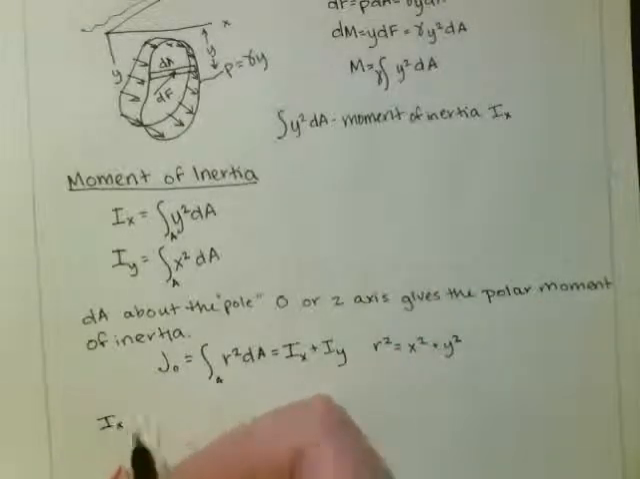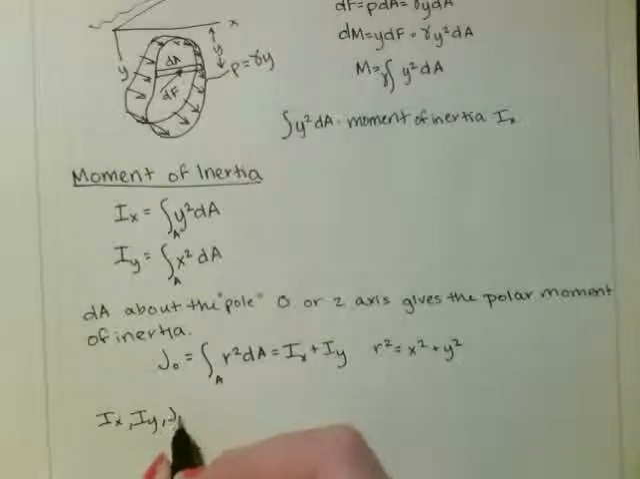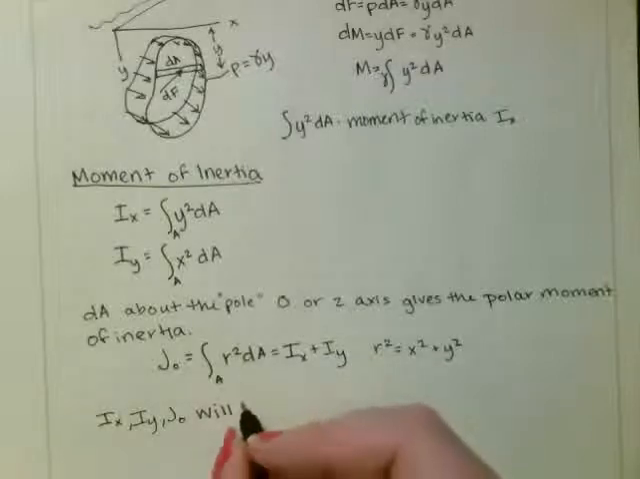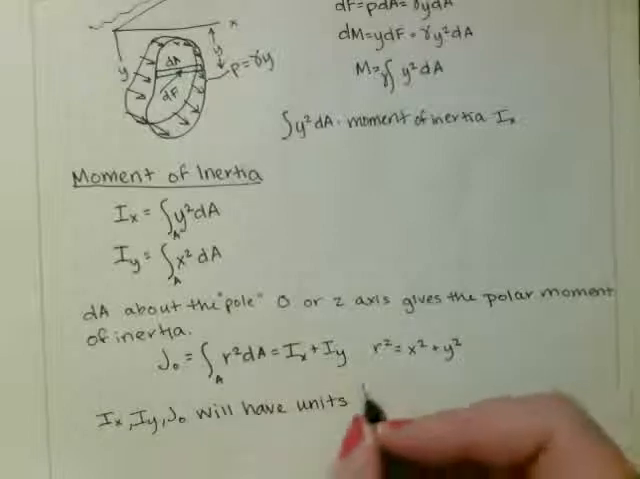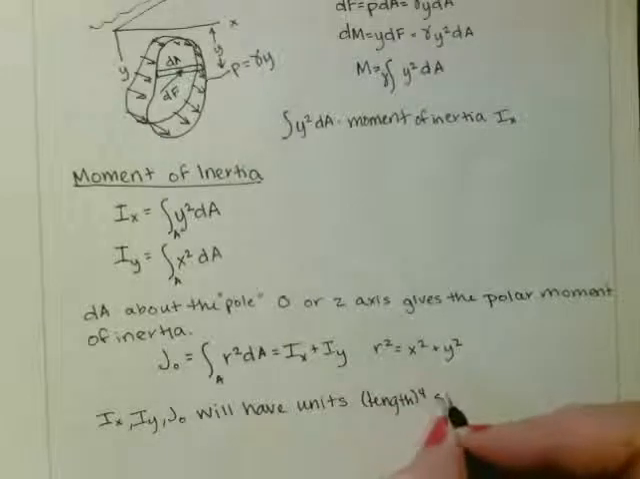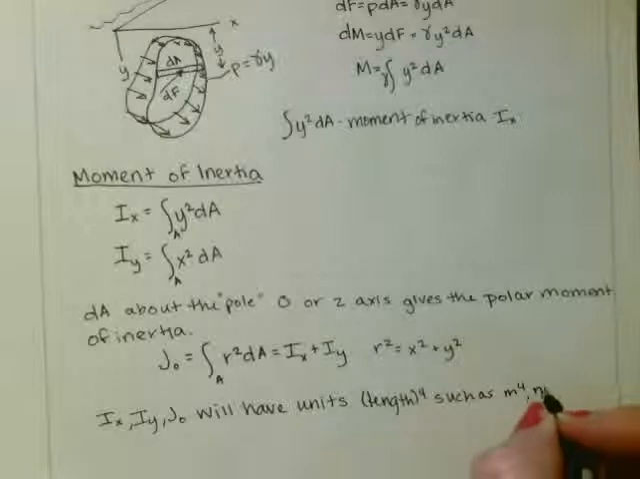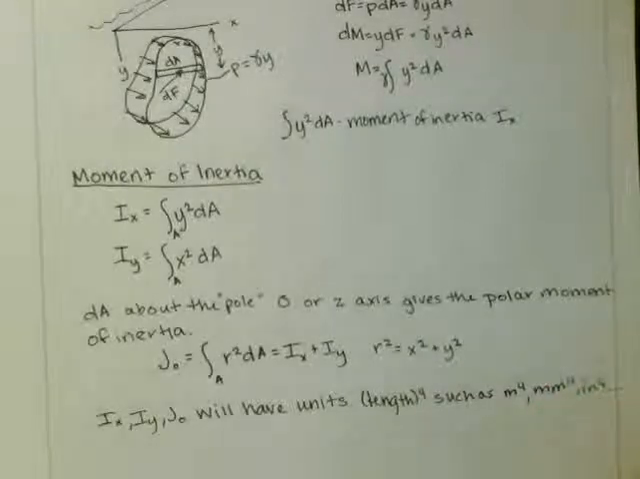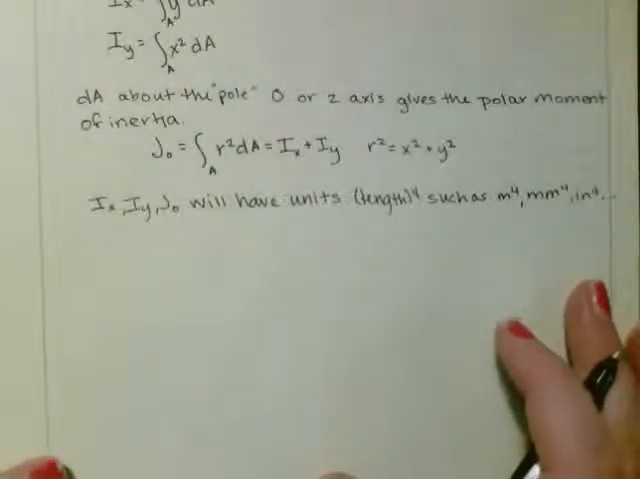So Ix, Iy, and JO are going to have units of length to the fourth, such as meters to the fourth, millimeters to the fourth, inches to the fourth, and so on. Okay? So the other thing we need to understand is the parallel axis theorem for an area.